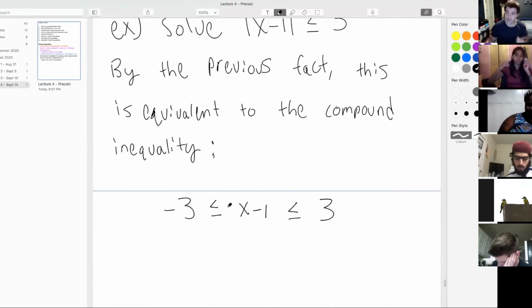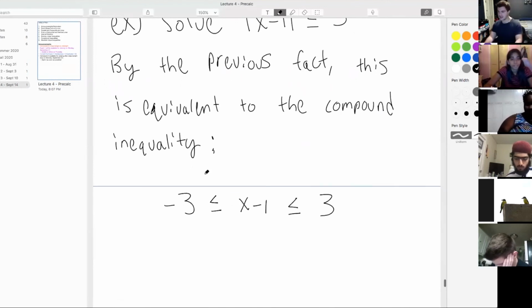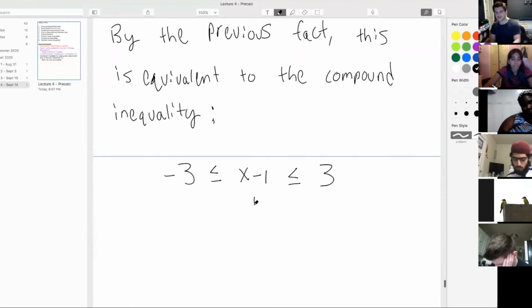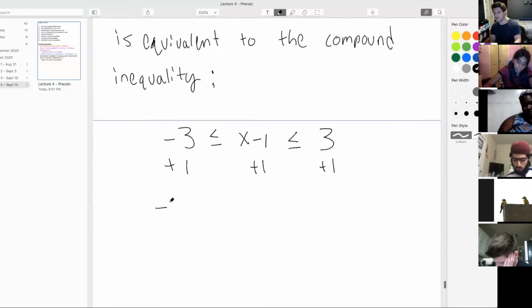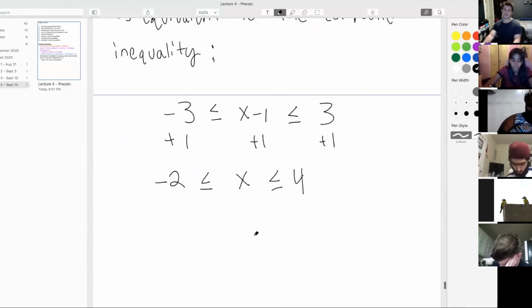And luckily, we know how to solve compound inequalities, so this is now an easy thing. I'm going to just add 1 to all sides. So what will that give me? That'll give me negative 2 is less than or equal to x is less than or equal to 4. And that's actually the answer.